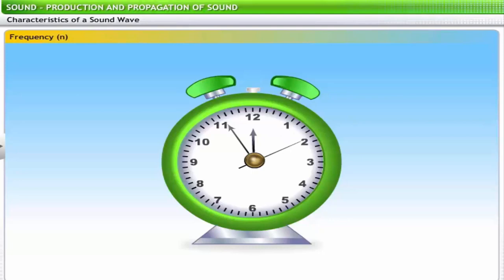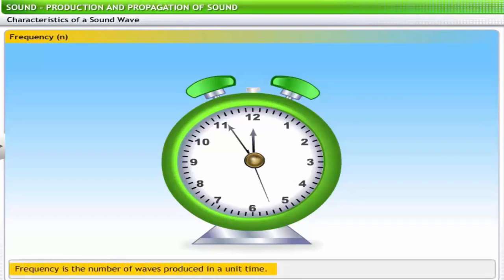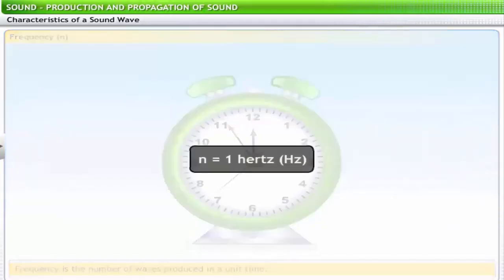All of us have heard a clock tick. It ticks once every second and maintains the time period. The ticking of a clock once every second is the frequency of the clock. Frequency of sound is the number of waves produced in unit time. It is denoted by the letter N and is measured in hertz. Since the clock ticks once per second, its frequency is 1 hertz.